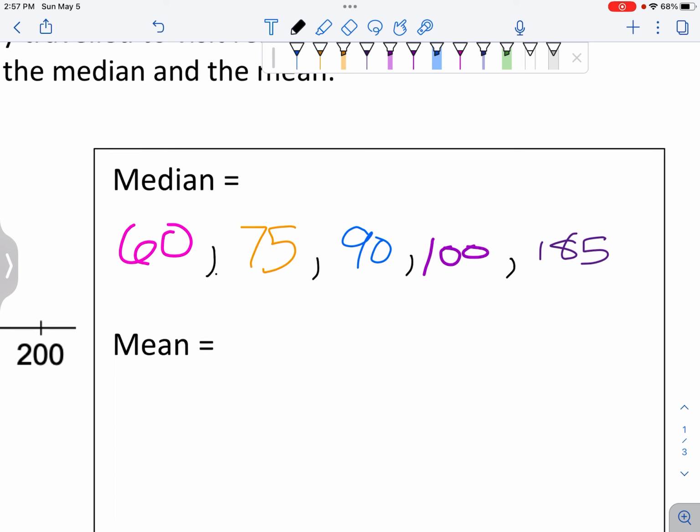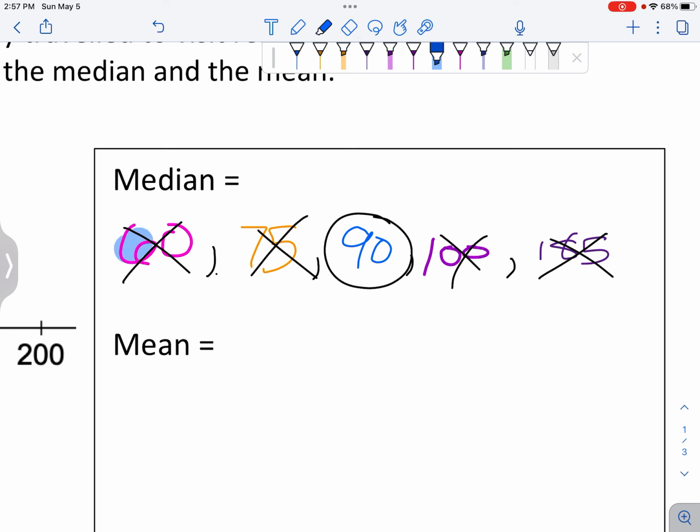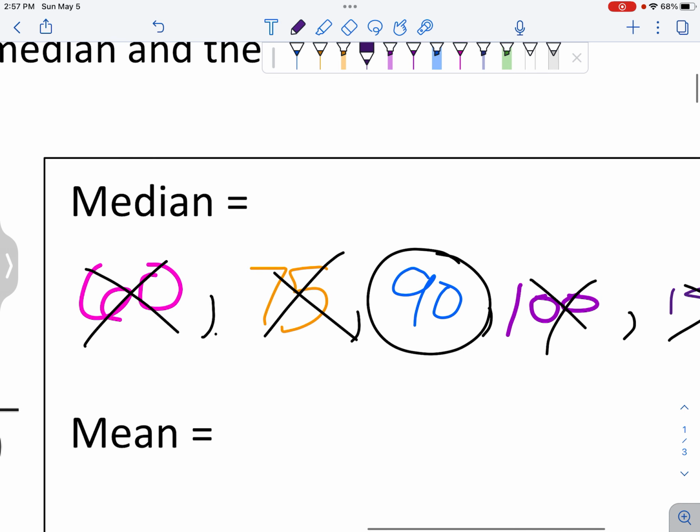So if we're going to find the median, remember we cross them out in 2s, so we have 1, 2, 1, 2. Our median is 90. Notice we have 2 crossed out on the left and 2 crossed out on the right. So the median is 90 miles.